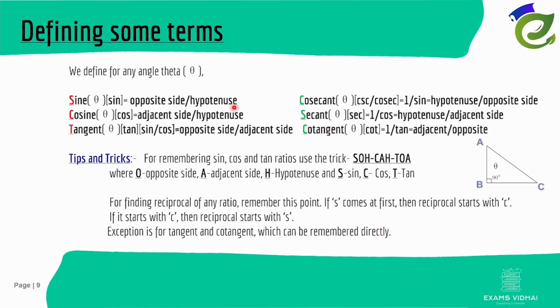Now if you want the reciprocal of secant, let's say, the reciprocal of secant is cos, we know, right? It starts with an S, so secant's reciprocal should start with a C, and we know it's not cosecant, so it should be cosine. So you can remember these reciprocals and the ratios very easily with these two tricks.